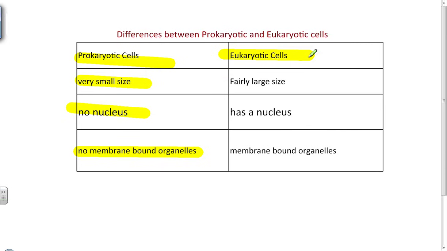Eukaryotic cells tend to be fairly large. They have a nucleus, which is surrounded by a membrane. So the DNA is sectioned off from the rest of the cell, and they have membrane-bound organelles.